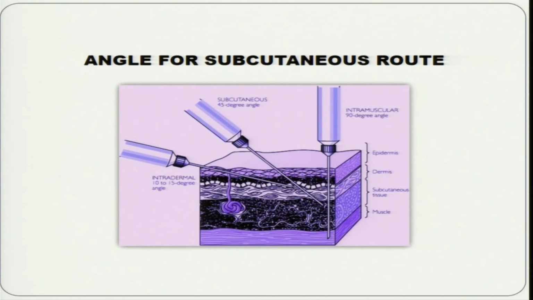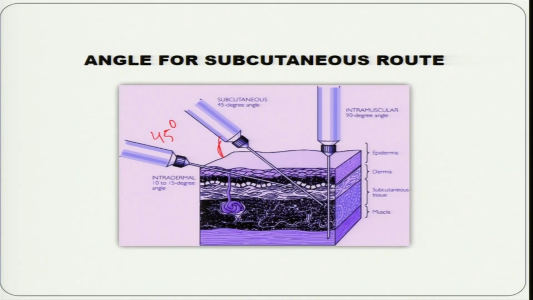What should be the angle of insertion of the cannula when you are selecting subcutaneous route? For intramuscular injection, always the angle should be right angle, perpendicular. For intradermal injection, it should be acute angle, 10 to 15 degree, but for the subcutaneous route the angle between your needle and skin should be 45 degree. This you must remember, then it is easier to get into the subcutaneous tissue.